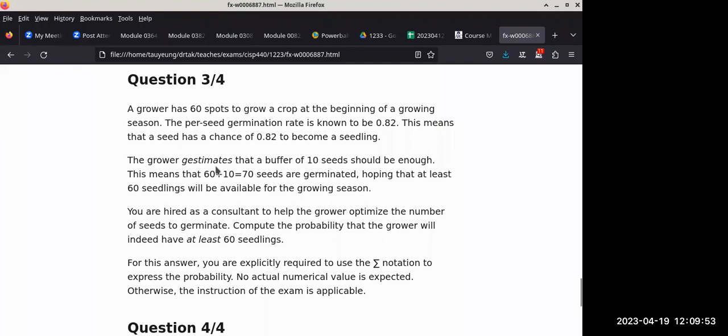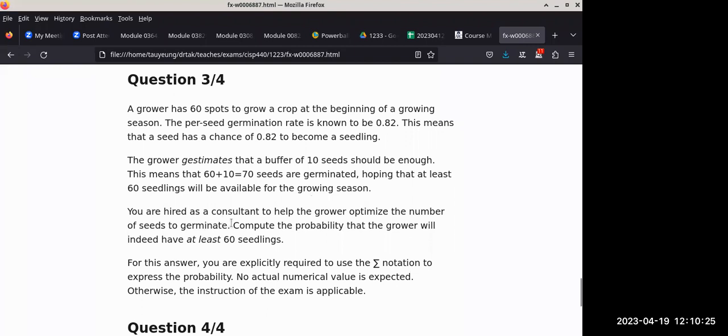The grower guesstimates that a buffer of 10 seeds should be enough. This means that there are 70 seeds being germinated. We don't know how many will succeed, hoping that at least 60 seedlings will be available for the growing season. Do we understand the question at this point? So we have 60 pots for the seedlings. In order to make sure that we can use up all 60 pots, we are germinating 70 seeds, with a buffer of 10.